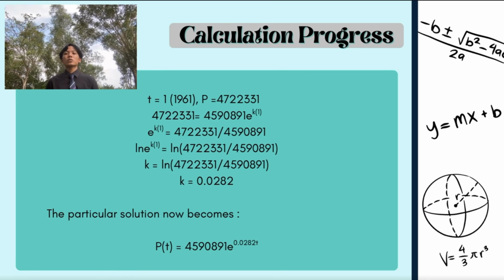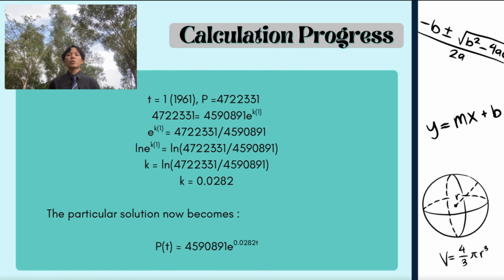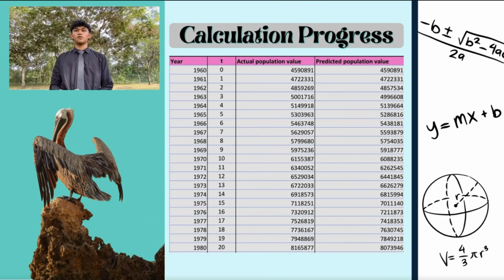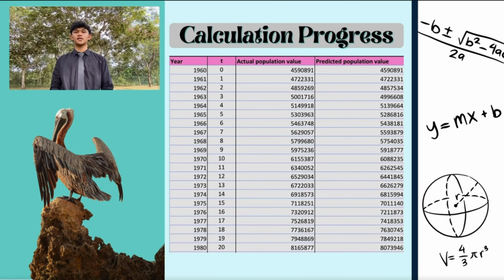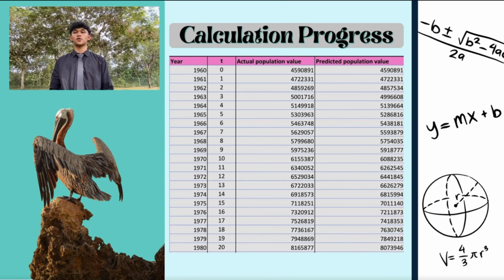Therefore, our particular solution for Ecuador population growth is P = 4,590,891 e^(0.0282t). Looking at our dataset, we have defined the year 1960 as our starting point, or t equal to 0.